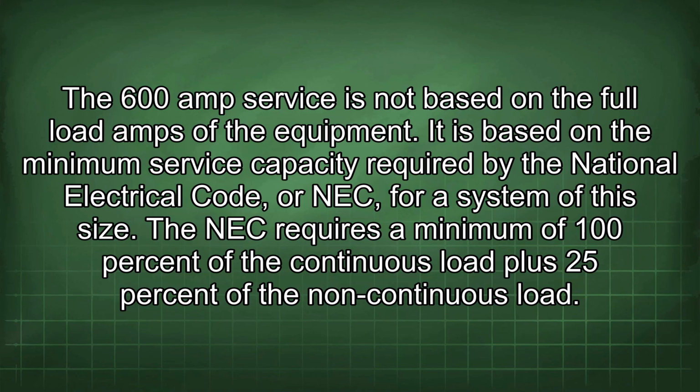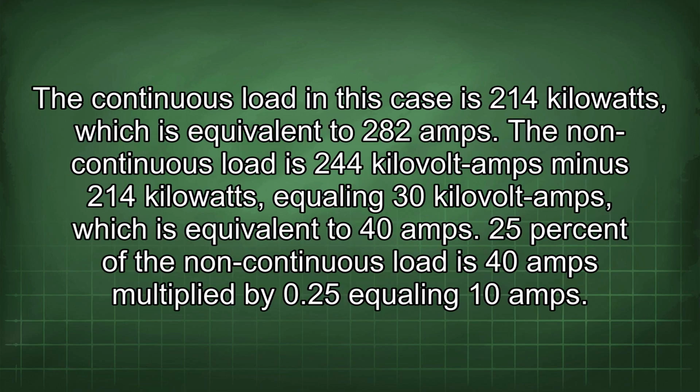600 amp service is not based on the full load amps of the equipment. It is based on the minimum service capacity required by the National Electrical Code, or NEC, for a system of this size. The NEC requires a minimum of 100% of the continuous load plus 25% of the non-continuous load. The continuous load in this case is 214 kilowatts, which is equivalent to 282 amps.